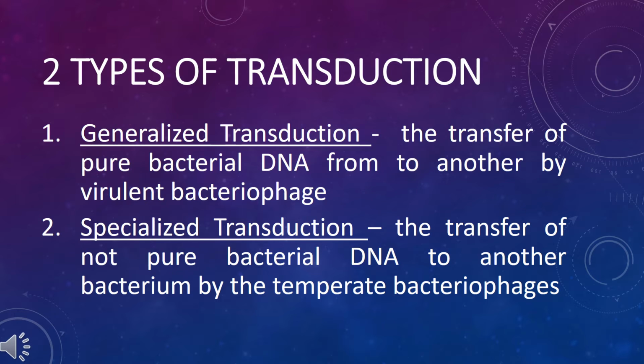There are two types of transduction. First is the generalized transduction, and next is the specialized transduction. Generalized transduction is a process of transferring genetic material that is considered to be pure bacterial DNA from one cell, which is the donor cell, to another cell, or the recipient cell. And this is carried out by virulent bacteriophage. While in specialized transduction, this process transfers not pure bacterial DNA, and this is carried out by temperate bacteriophages.